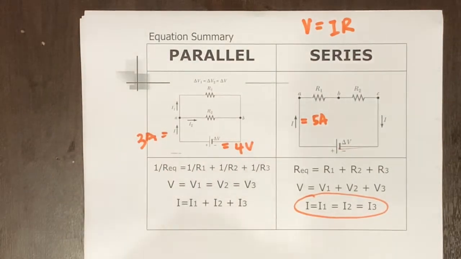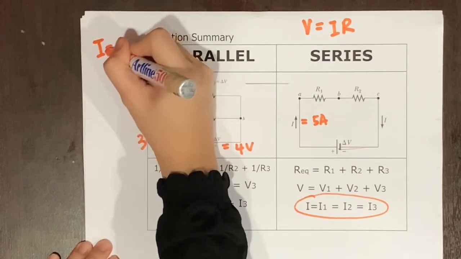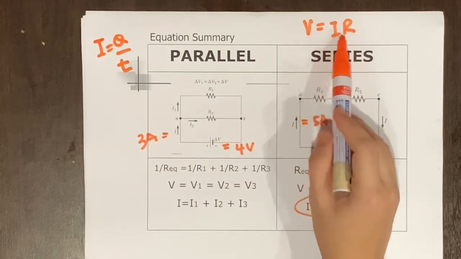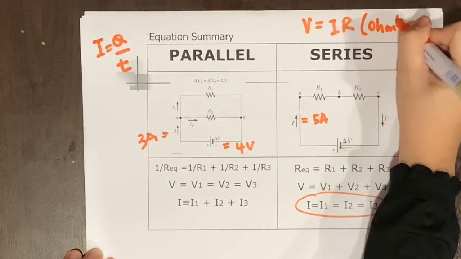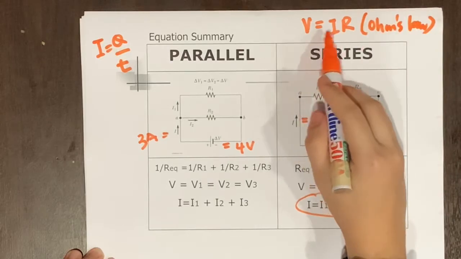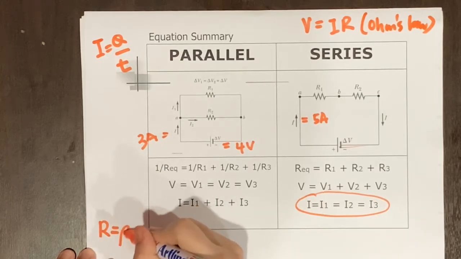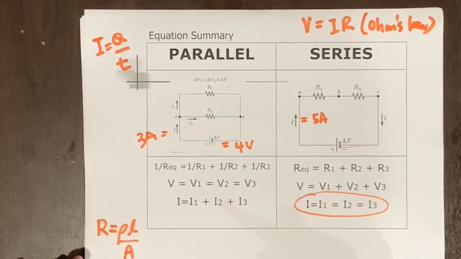Okay, we summarize what we have learned before in resistance. In resistance, you can use Ohm's law. First, how to calculate current: current I is equal to Q over T, charge over time. If you want to find resistance, you can also use Ohm's law: V equals IR, V is voltage, I is current, R is resistance. Or if you have resistivity, R is equal to rho L over A: resistance, resistivity, length and area.